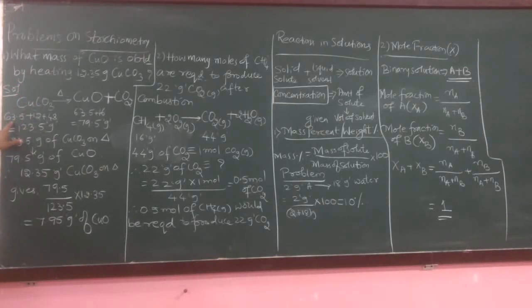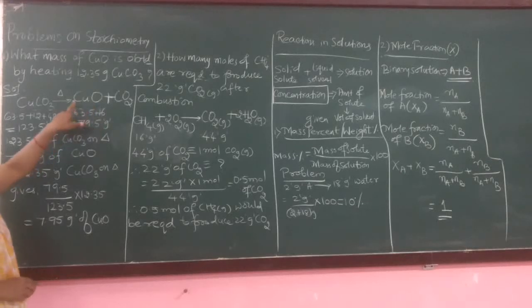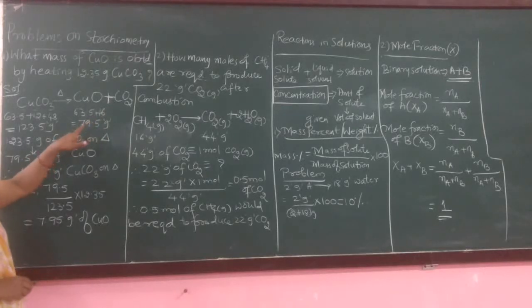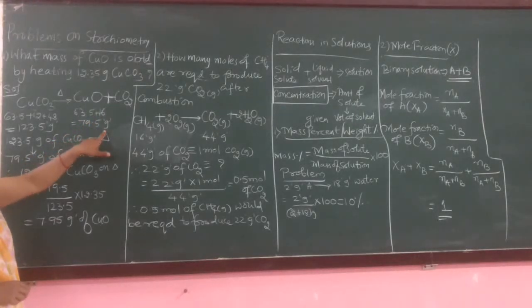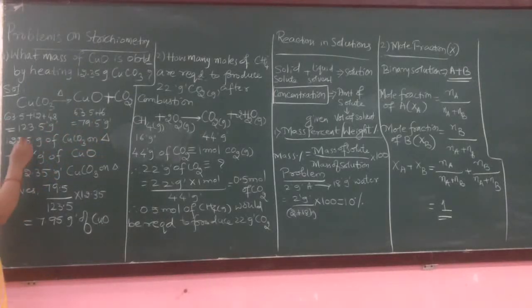Go on adding the atomic masses of all the elements in the reactant copper carbonate. For copper, atomic mass is 63.5, plus carbon atomic mass 12, plus oxygen 16 into 3, which is 48. On adding you will get 123.5 grams. The product formed here is copper oxide. For copper, atomic mass is 63.5 and for oxygen it is 16, so you will end up with 79.5 grams. So, 123.5 grams of copper carbonate on heating will give you 79.5 grams of copper oxide.